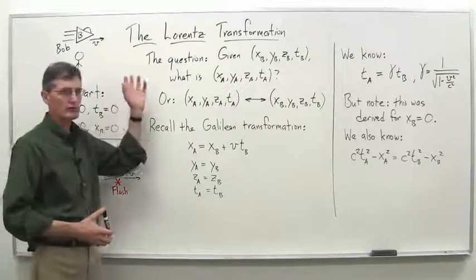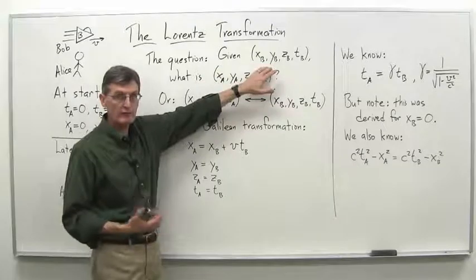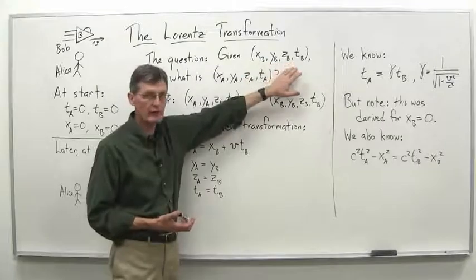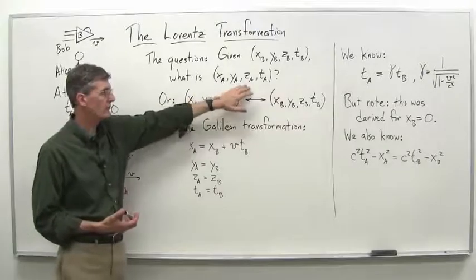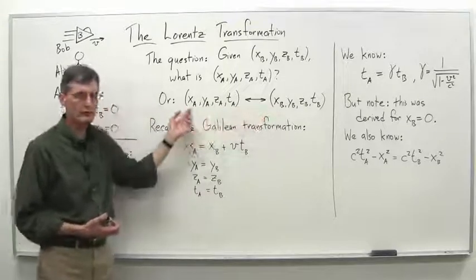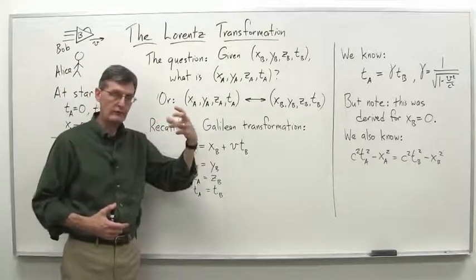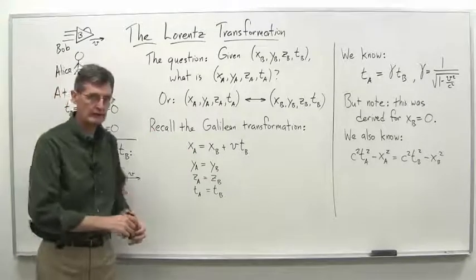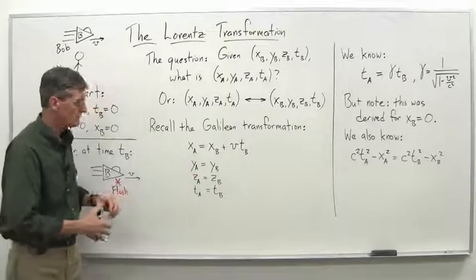But here's the basic question we want to try to answer. Given the space-time coordinates of an event in Bob's frame of reference, so x_B, y_B, z_B, and some time t_B, what would the coordinates be for Alice, x_A, y_A, z_A, and t_A? In general, we'd like to go back and forth between the two coordinate systems. If Bob measures something, says, hey, I saw a flash of light, and it was at this location in my frame of reference and at this time, we'd like to have a relatively simple calculation so we can find the coordinates of that flash of light in Alice's frame of reference.